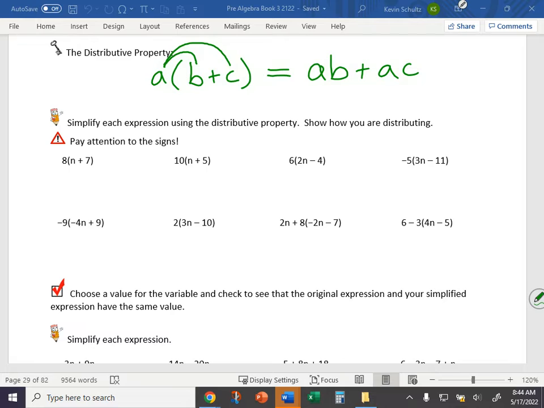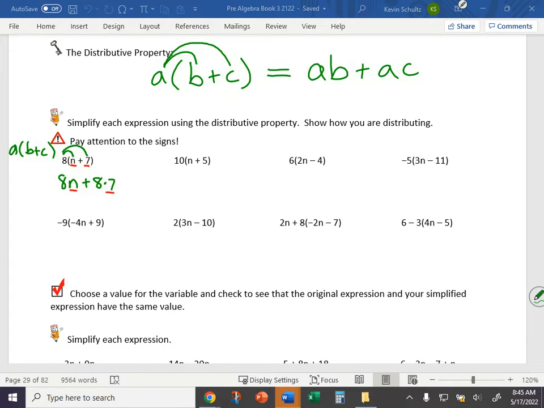Here's an example with numbers, right? 8 times n plus 7. Here's our A times B plus C, right? And so what this says, we distribute this 8 into our parentheses. Go ahead and draw those little distribution lines there. And we're going to be multiplying A times B, or in this case, 8 times n, plus A times C, or 8 times 7. Right? So we had n plus 7 inside of our parentheses. And here we see n and 7, and each one's getting multiplied by the 8.